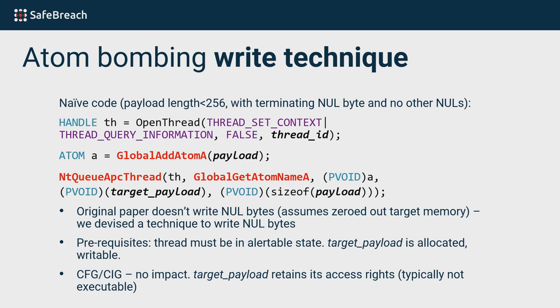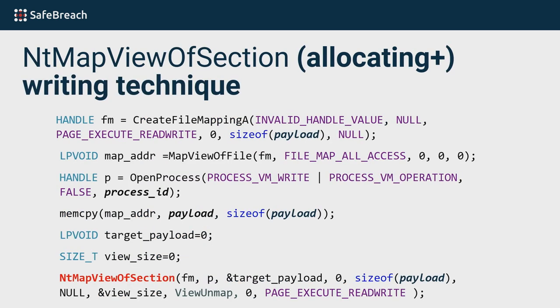The original paper does not write null bytes. They assume that the target memory is zeroed out because they use a code cave. And we devised a technique to write null bytes. It's all in our paper if you're interested. The prerequisite here is, because we use an APC execution technique, the thread must be in an alertable state, but that's not typically a problem. And this is a writing technique, so there's no impact for CFG, and for CIG it is irrelevant because it's not a DLL.